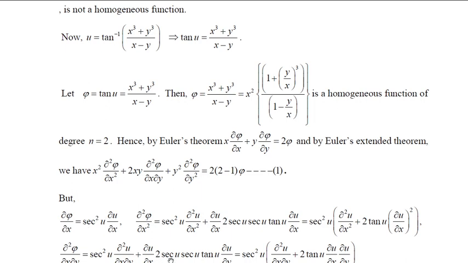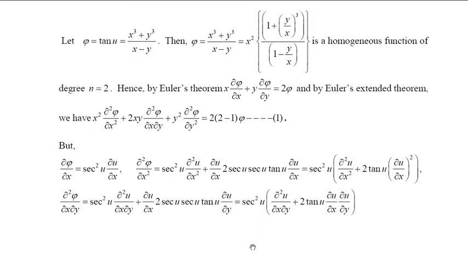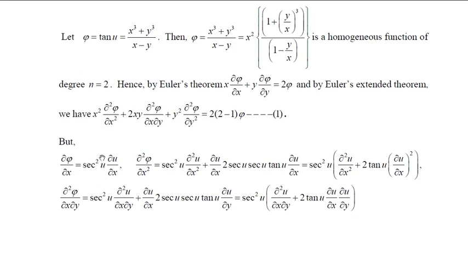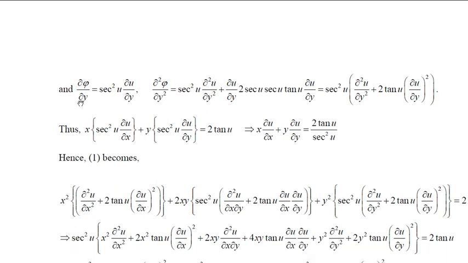Derivative of secant square u is 2 into secant u. Derivative of secant u is secant u into tan u. Derivative of u is ∂u/∂y. Now in these two, secant square u is common. Take it out. You'll get this much. We'll substitute all these results in equation 1. Now partially differentiate phi equal to tan u with respect to y, so that ∂φ/∂y is equal to derivative of tan u, which is secant square u, into ∂u/∂y. This much you will get.